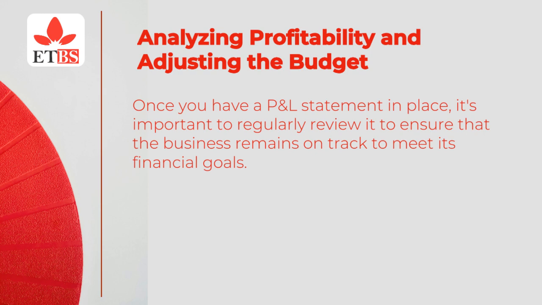3. Cost and revenue alignment. Review the P&L statement regularly to ensure that cost-cutting measures are aligned with revenue growth strategies. For instance, increasing sales without managing costs effectively can erode profit margins.